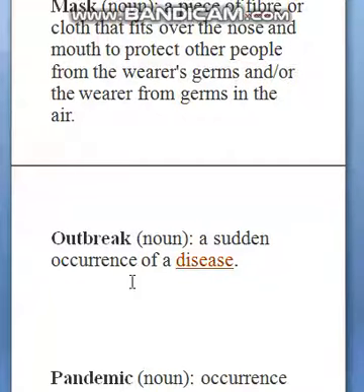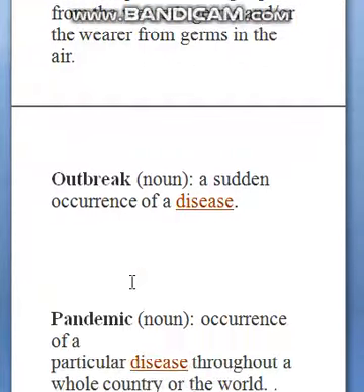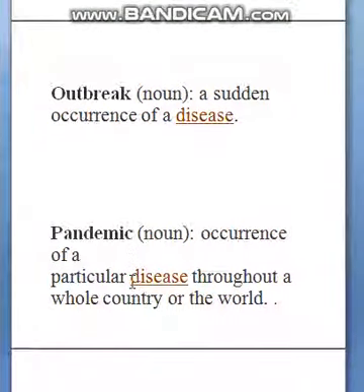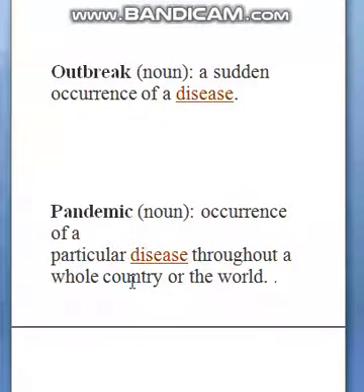Outbreak. A sudden occurrence of a disease or any unpleasant thing. For example, there was another outbreak of the disease in 1993, but the cause was uncertain. Pandemic. Occurrence of a particular disease throughout a whole country or the world. For instance, just after the First World War, there was a pandemic of flu which killed up to 40 million people worldwide.